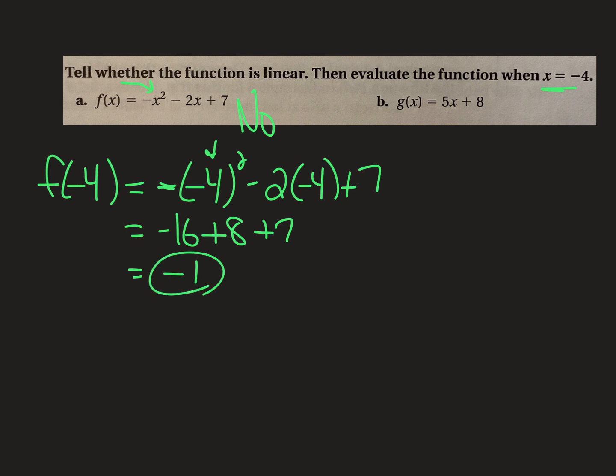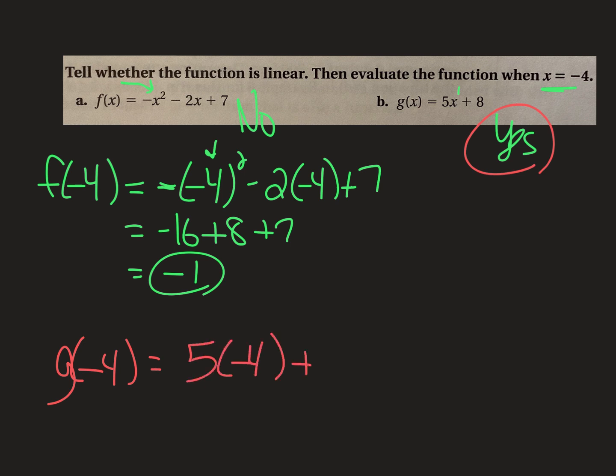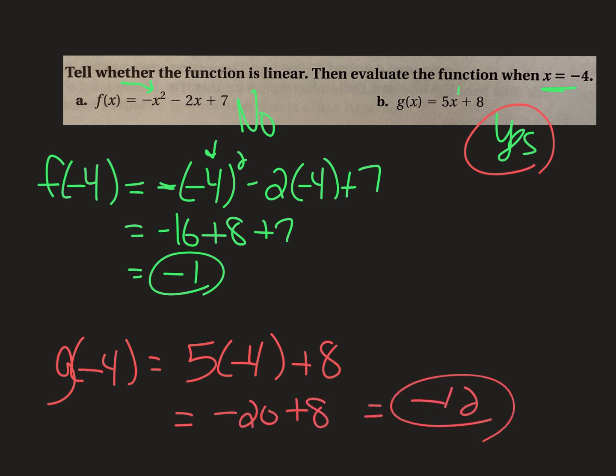Now the second one is going to be a yes. Second one's going to be a yes because there's no exponents. The x has a 1 on it, which is fine. That's all you can have. If you were to graph that, that would be a line, which we're going to learn about pretty soon. And a vertical line can only touch a line in one spot, so we're good there. So I'd say yes. Then I've got to find g of -4, which means I've got to plug -4 in for the x. 5 times -4 plus 8. That'd be -20 plus 8, which is, of course, -12.